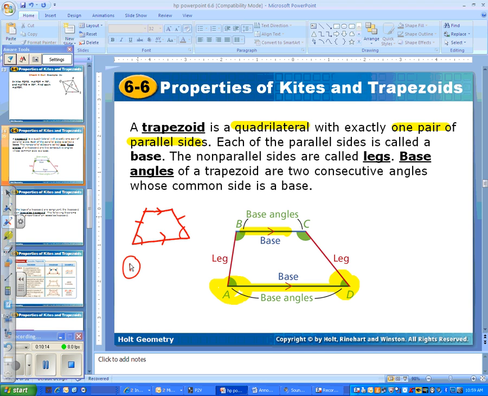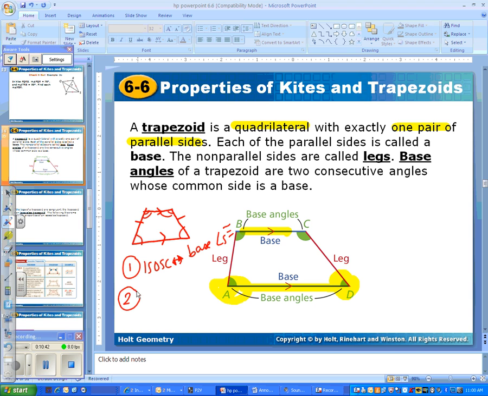So the first property is that if we know it's an isosceles trapezoid, that means that the base angles will be congruent. They're a set of base angles. So this is one set of base angles. This is another set of base angles that will also be congruent to each other. All right, I'm going to put a double arrow because that means if you know that a quadrilateral has base angles that are congruent to each other, it must be an isosceles trapezoid.